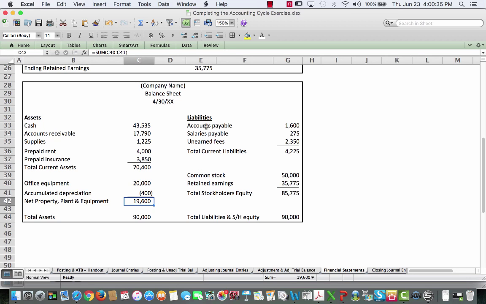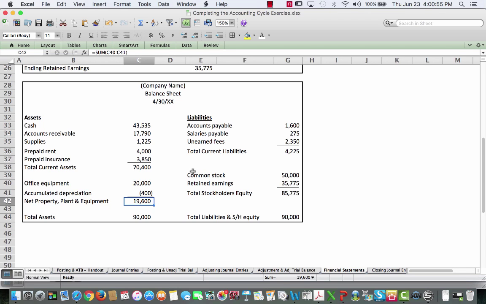Here you see the liabilities: accounts payable, salaries payable, unearned fees. These are all current liabilities, and these are debts that we expect to pay within a year. Any debts or obligations that are due beyond a year would be a non-current or long-term liability.